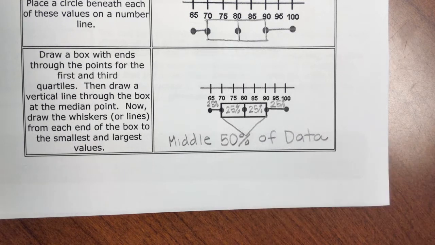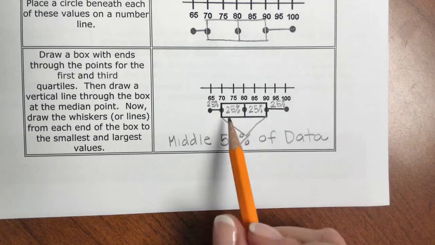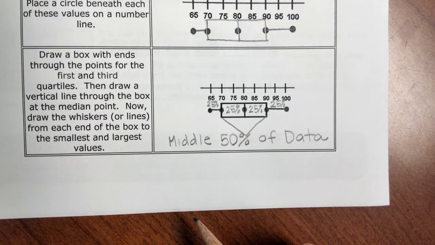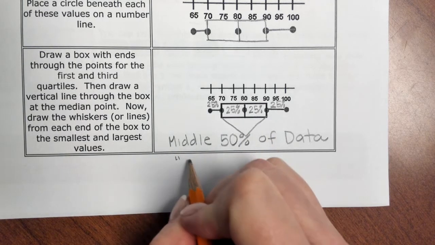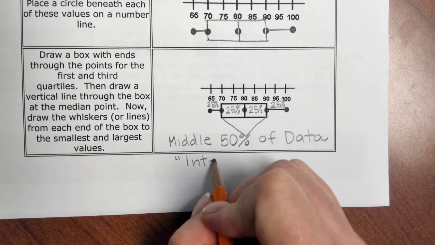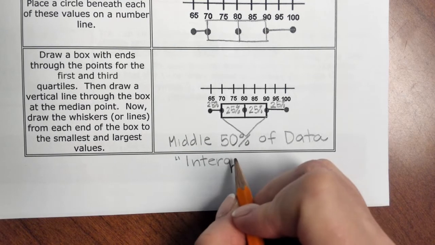Now, during our homework today, they're going to be asking about the interquartile range, and that's what we're looking for. We're looking for that middle 50%. So I'm going to write this down, interquartile range, because it's between the quartiles.